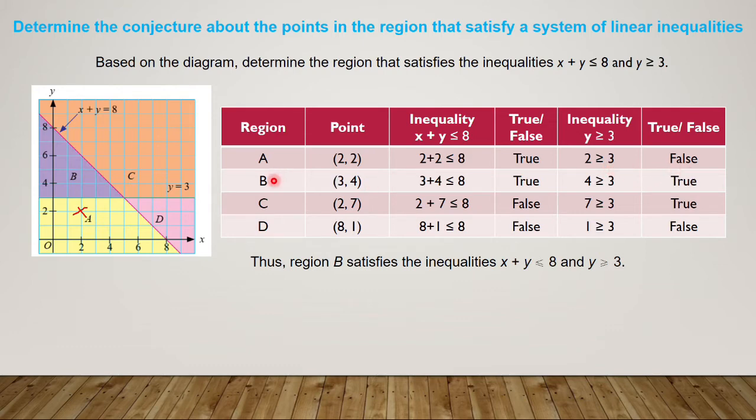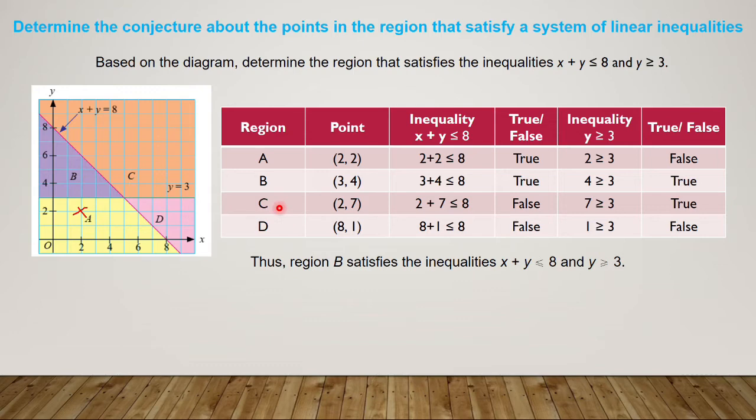Okay, then you look at region B. This is region B here. We get point (3, 4). (3, 4) is over here. Okay, so the value of x is 3, the value of y is 4, which means for the inequality x plus y, 3 plus 4 is less than or equal to 8. 7 is less than or equal to 8, right? So it is true. And then for the coordinate of y, it is 4. 4 is greater than or equal to 3, so it is also true.